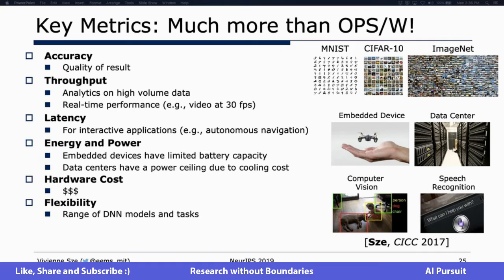Another really important thing is cost, right? The cost of the system really dictates whether it's going to be accessible and how widely it's going to be deployed. Typically in the context of building custom hardware, for example, cost might refer to the size of the chip or the process technology that's being used, but it could also refer to the infrastructure around the system, for example, how much bandwidth is required.